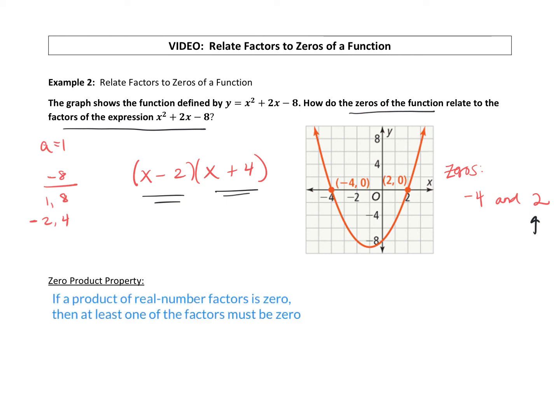All right, so here's our zero product property. If a product of real number factors is 0, then at least one of the factors must be 0. So here's kind of what that might look like. If a times b equals 0, well, when you're multiplying two things together and getting 0 as an answer, that means you must have been multiplying with the 0. Then a equals 0, or b equals 0, or maybe they both equal 0.